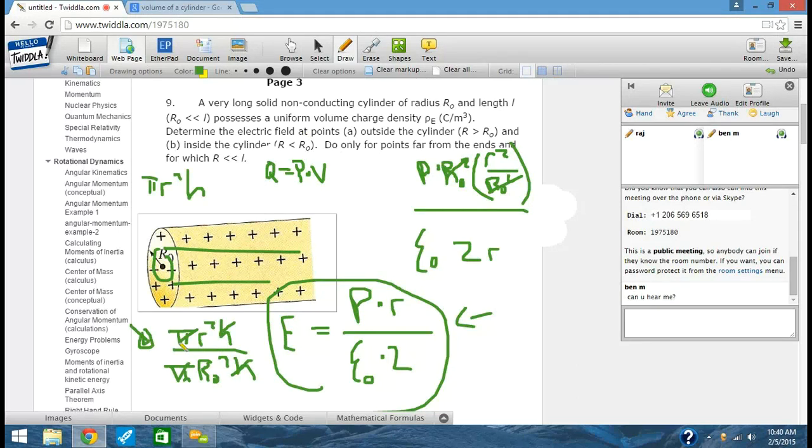So we had the pi r squared times h over pi r naught squared times h, and we just took it out, and that's r squared over r naught, or yeah, r naught squared. And then after taking out the necessaries, it ended up as the charge density times the r value over epsilon naught times 2. Okay, now wait a second, Raj.